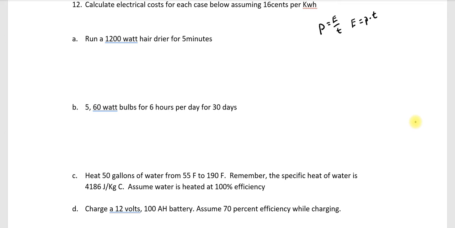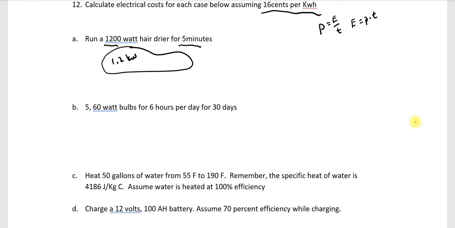So this number right here, this 1200 watts, that's 1.2 kilowatts. And this is for 5 minutes. If you convert that to hours and then multiply this times 5 minutes in hours, you would get a number with units of kilowatt hours. Then you just use this as a conversion factor.